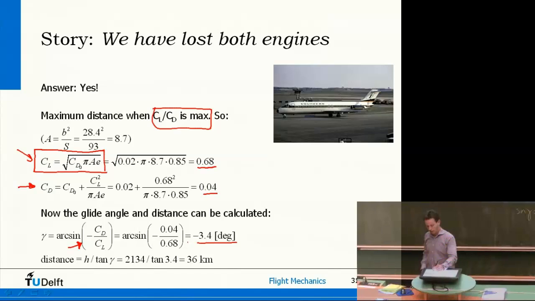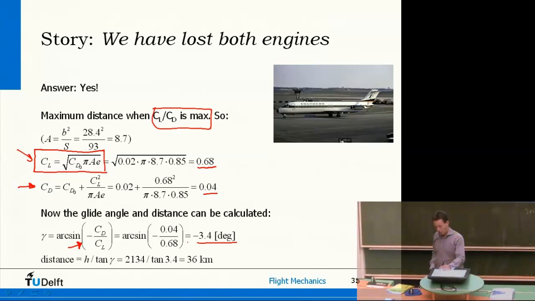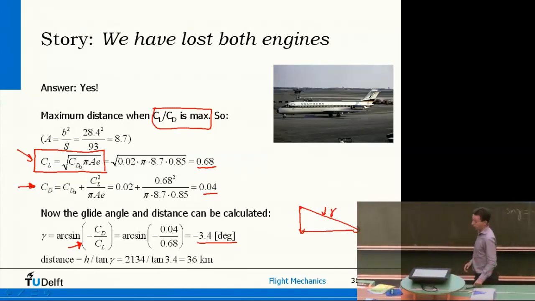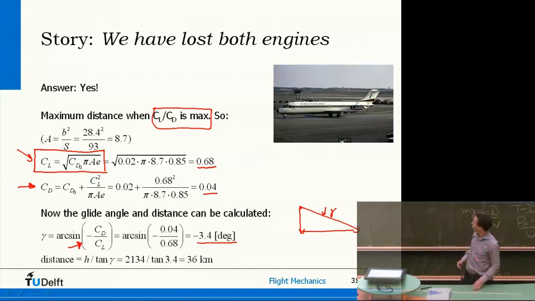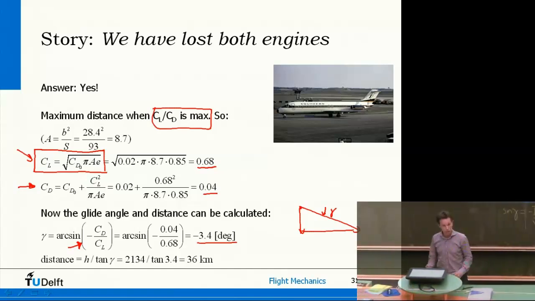So if you know this angle, and if you know the altitude, then you can simply calculate what the distance is. So it's a fairly simple thing to calculate yourself, if you have some information about the aerodynamics of the plane. Now, so much for gliding flight, trying to get as far as you can.